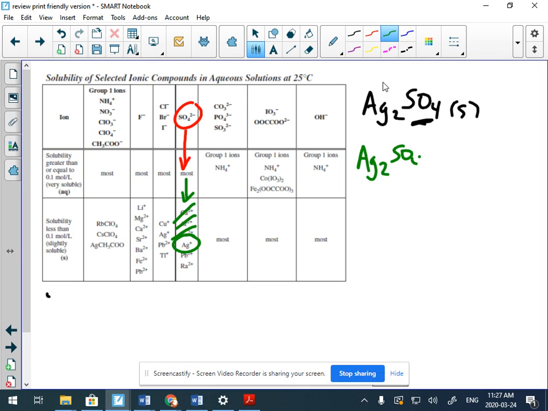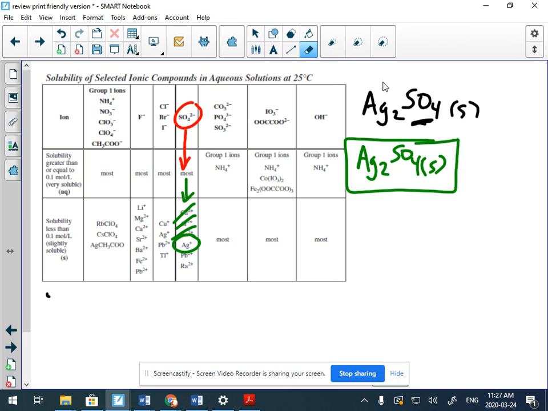This will not break up into ions, and that's what the entity looks like in water. It does not break up, it stays a compound.